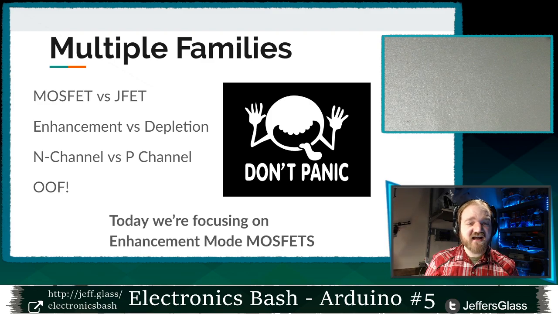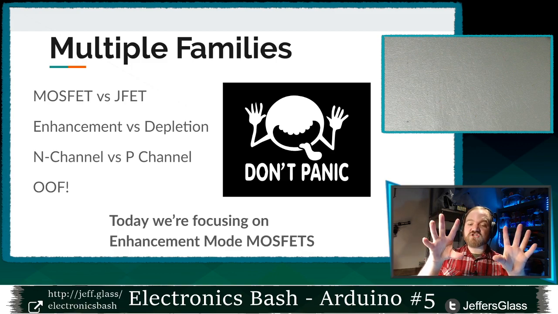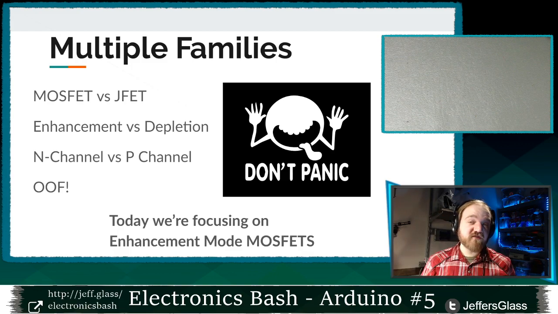It seems like a lot, and it seems like it could be a lot of complication. For today's purposes, we're going to focus on enhancement mode MOSFETs. And honestly, a lot of the time, that's what you're going to be using for 99% of the digital applications. You could have a depletion mode MOSFET, you could have a depletion mode JFET, but really, we're talking about enhancement mode MOSFETs. So we'll have N-channel and P-channel of these enhancement mode MOSFETs, which will function very much like NPN and PNP transistors, and honestly, that's why we're going to use them.